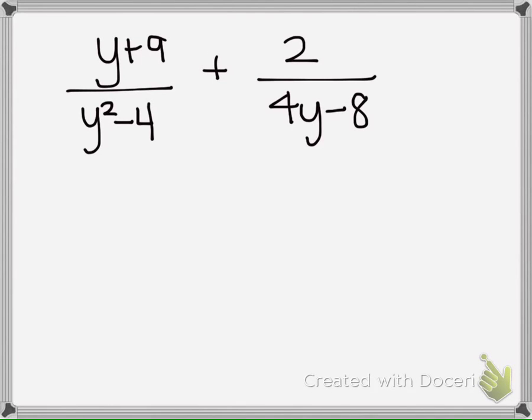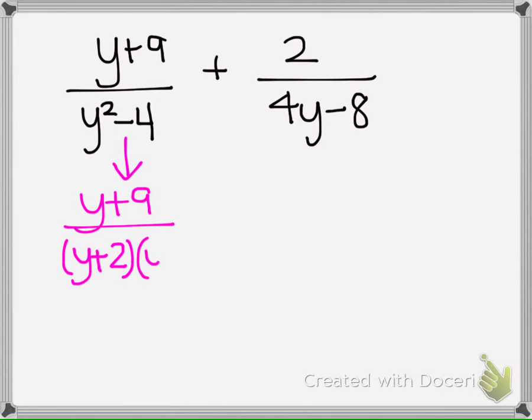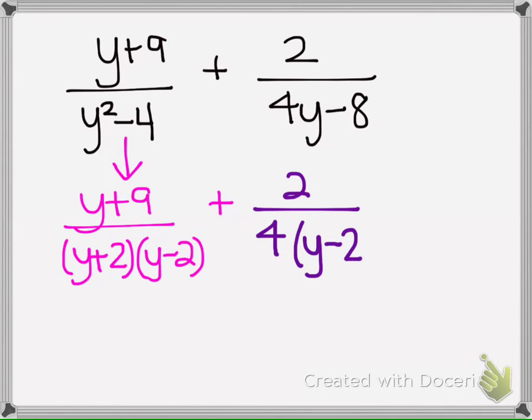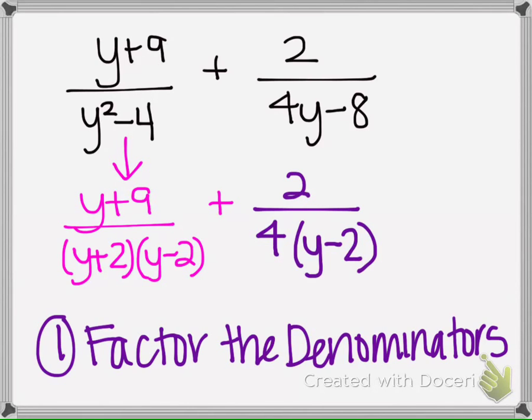So we are asked to add the fractions. The first thing is we need to have the denominators in factored form. So we're going to change this fraction's denominator to y plus 2 times y minus 2. And then here, the GCF is 4. Okay, so that's the first thing we do. So we are done factoring the denominators.